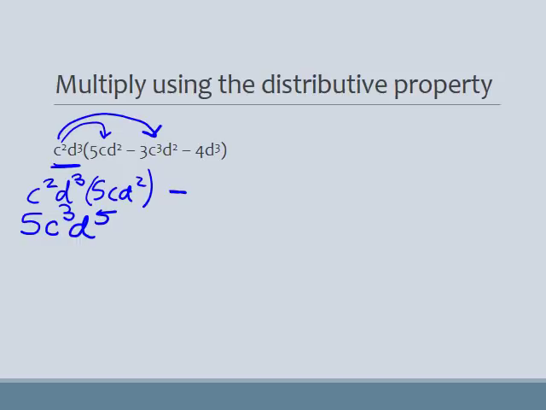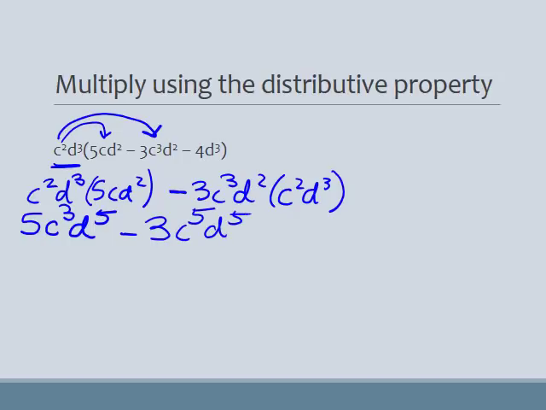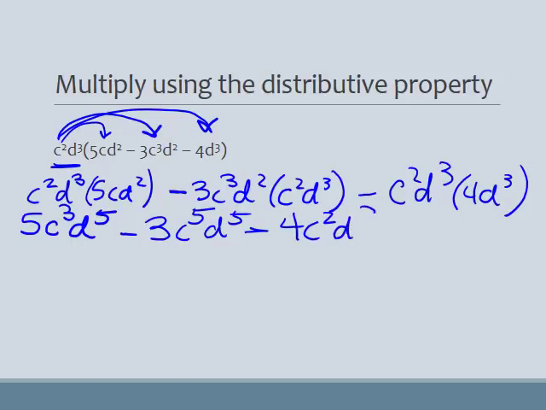Going to multiply here. So minus 3c cubed d squared times c squared d cubed. It doesn't matter what order we multiply. Multiplication is commutative. So I'm going to get negative 3c to the fifth d to the fifth, add my exponents, and lastly minus c squared d cubed times 4d cubed, and that's going to give me negative 4c squared d cubed, and that's my final answer.